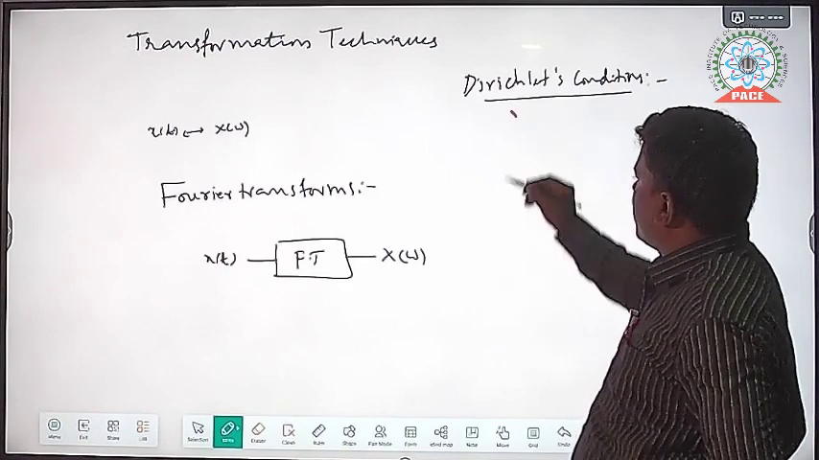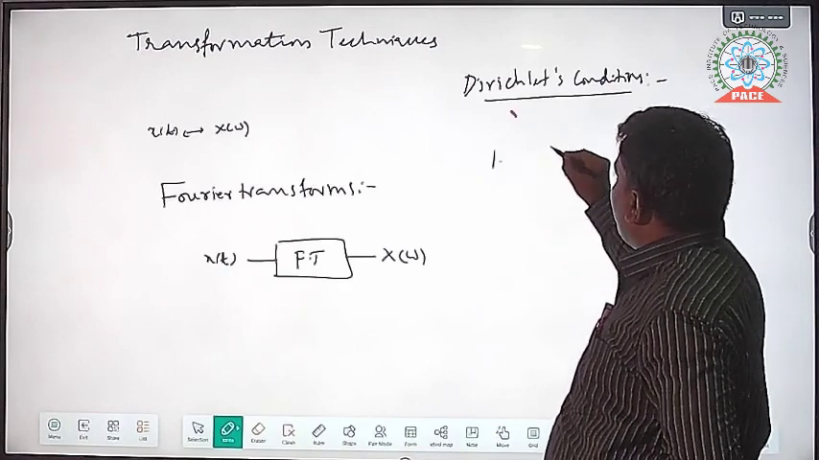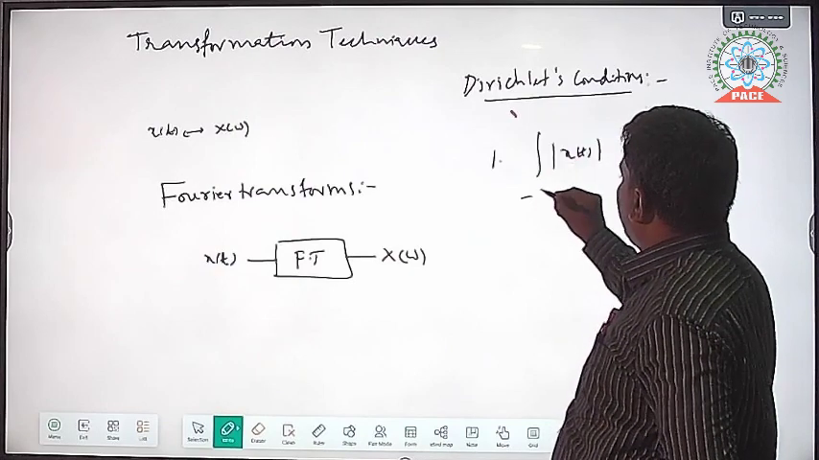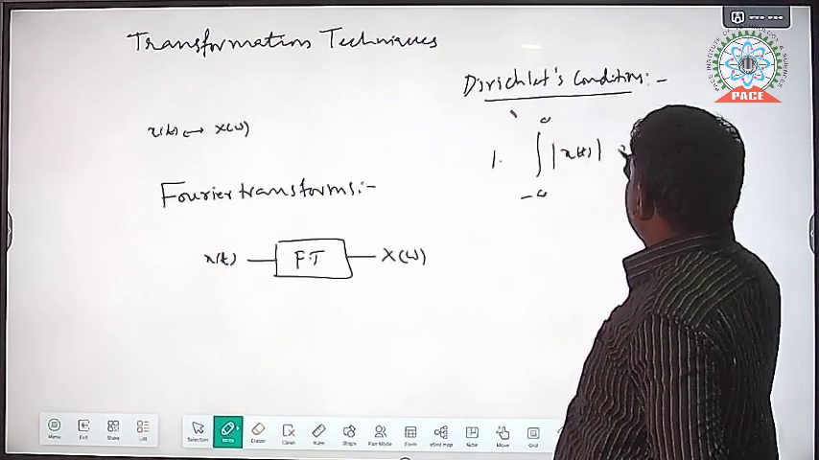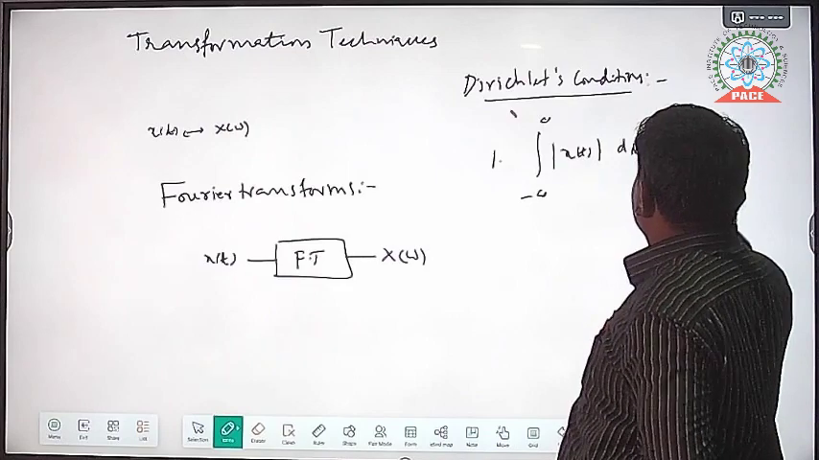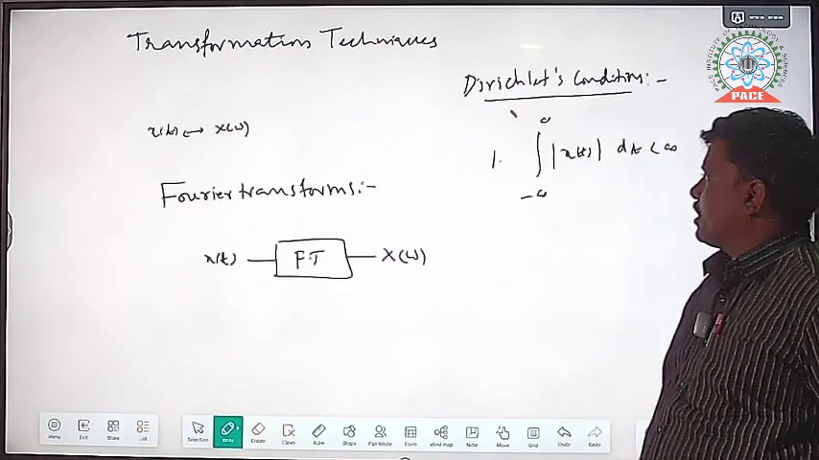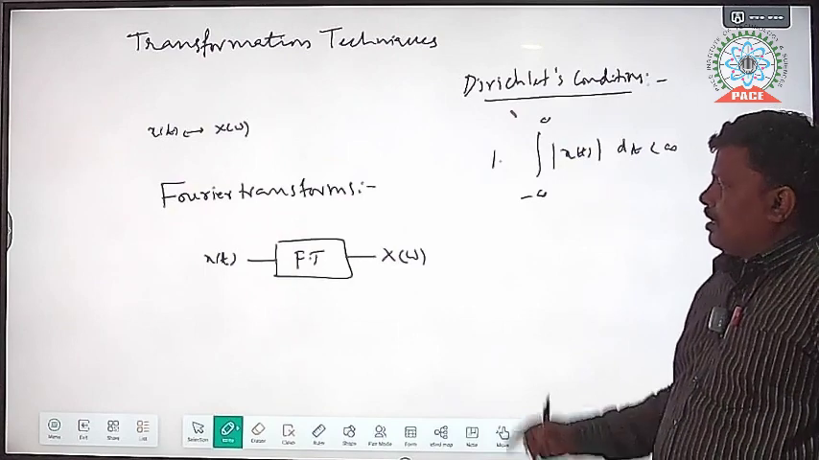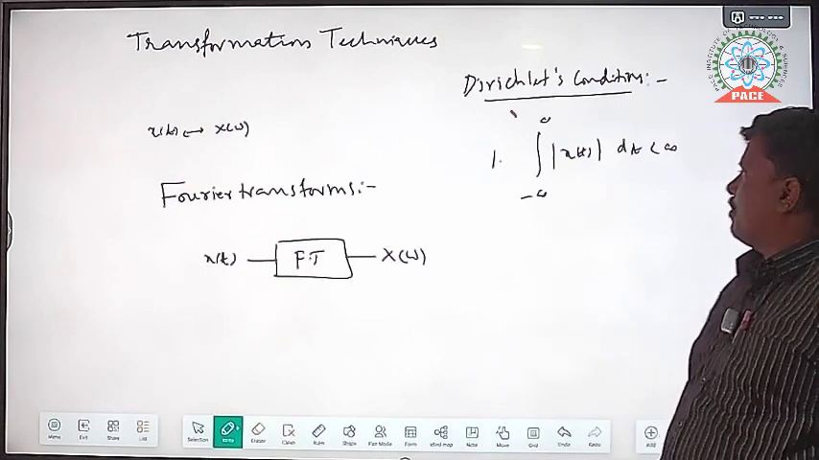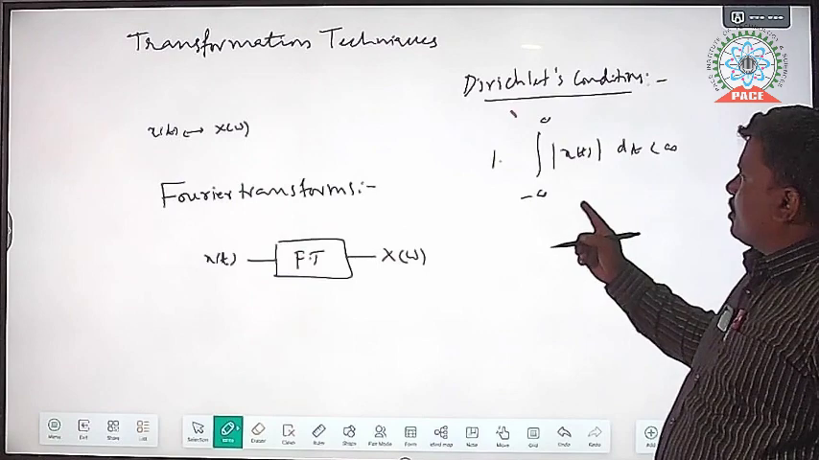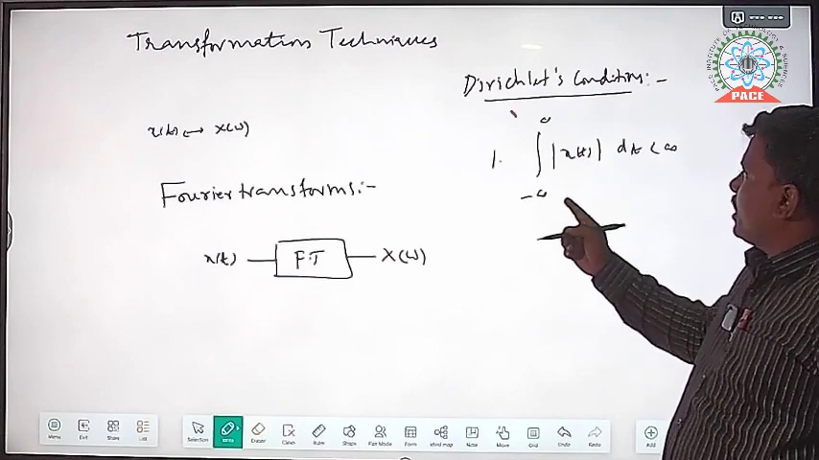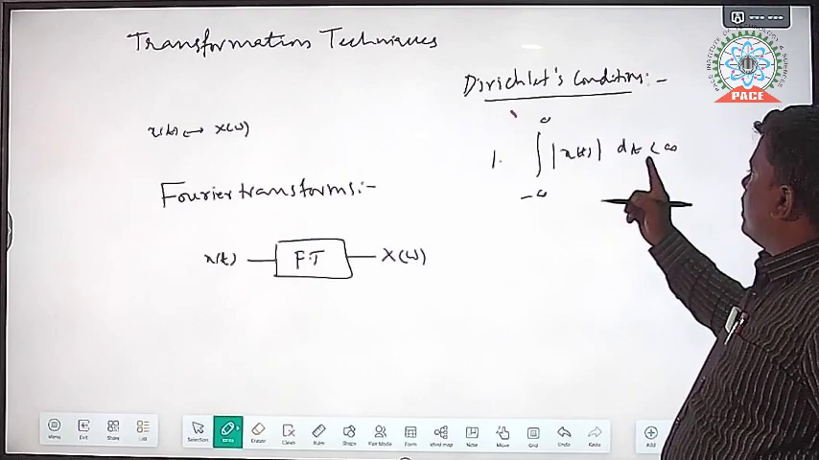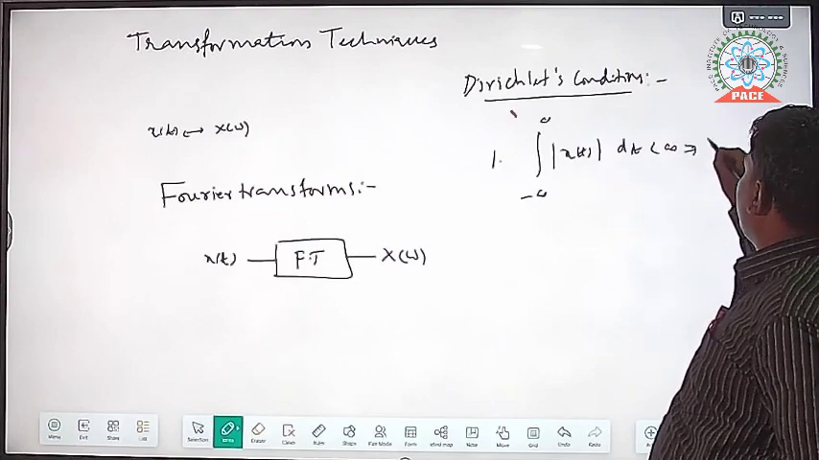The first Dirichlet condition is that the integration from minus infinity to infinity of modulus of x of t, the area of the signal, must converge. This is a necessary condition for the signal to be applied to the Fourier transform: the integral from minus infinity to infinity of modulus of x of t dt is less than infinity. That means the signal must converge.